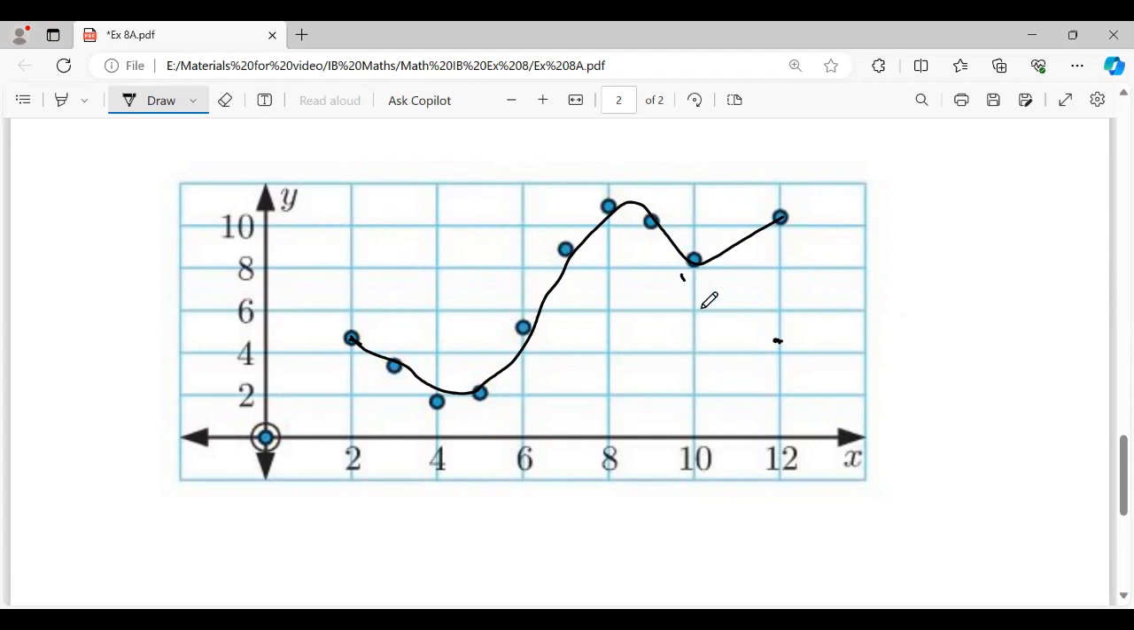We are going to continue to find the solutions of exercise 8B.